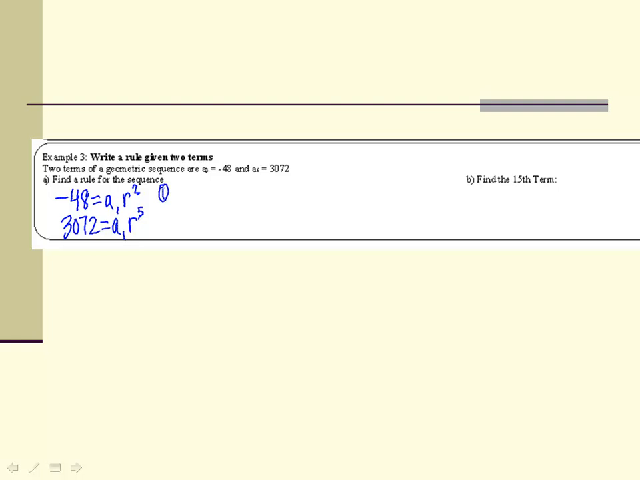The first thing we do is solve for a sub 1. We could really solve for r too, but solving for a sub 1 will be a little bit easier. So we're going to take one equation and solve it for a sub 1. To get a sub 1 alone, I have to divide by r squared. So a sub 1 equals negative 48 divided by r squared. The second thing we need to do is substitute.